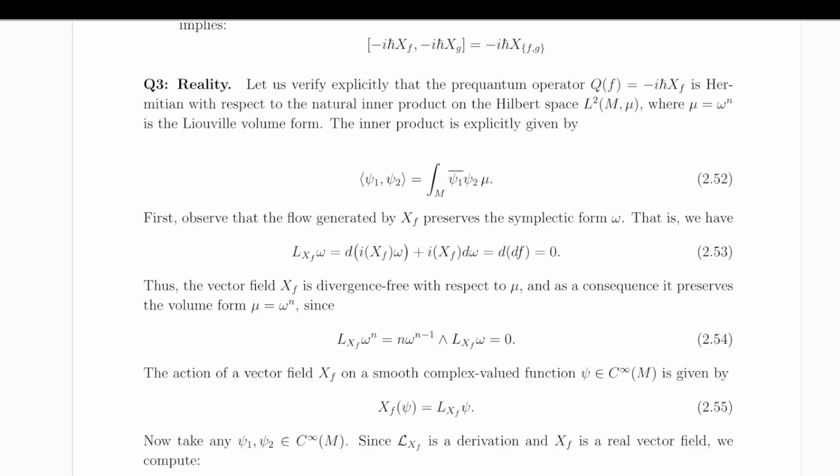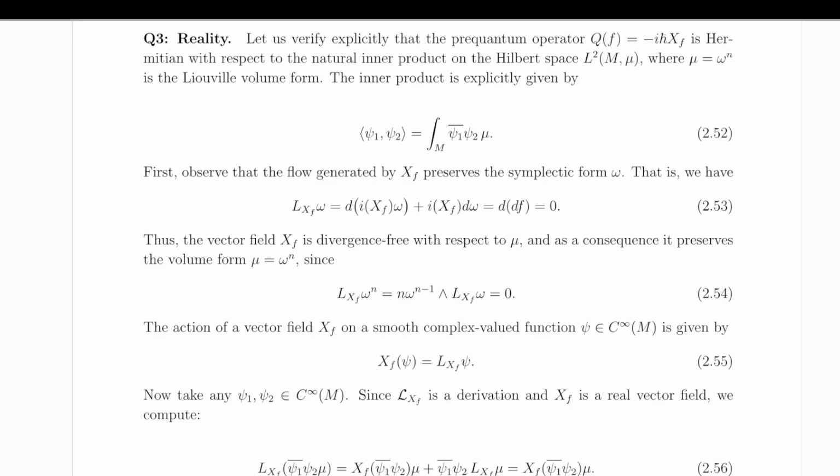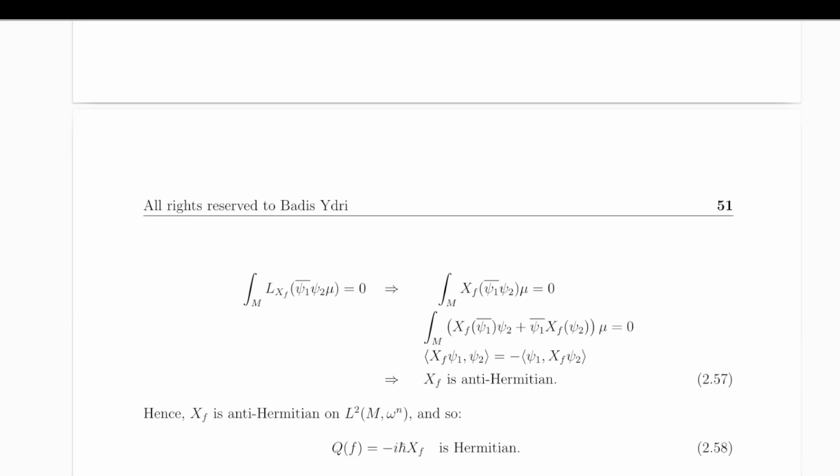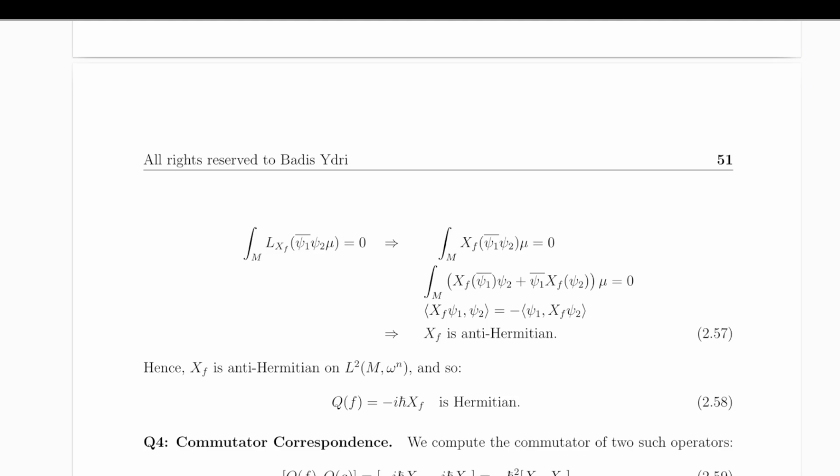Q3, reality. Let us take a moment to explain the reality condition more carefully. The prequantum operator acts on wave functions in the Hilbert space of square integrable functions over phase space. Because Hamiltonian flows preserve the symplectic volume form, the associated vector fields are divergence-free. This property ensures that the Hamiltonian vector fields are formally anti-Hermitian. Multiplying by -i times Planck's constant, we find that the resulting operator is Hermitian. Thus, the reality condition is satisfied.